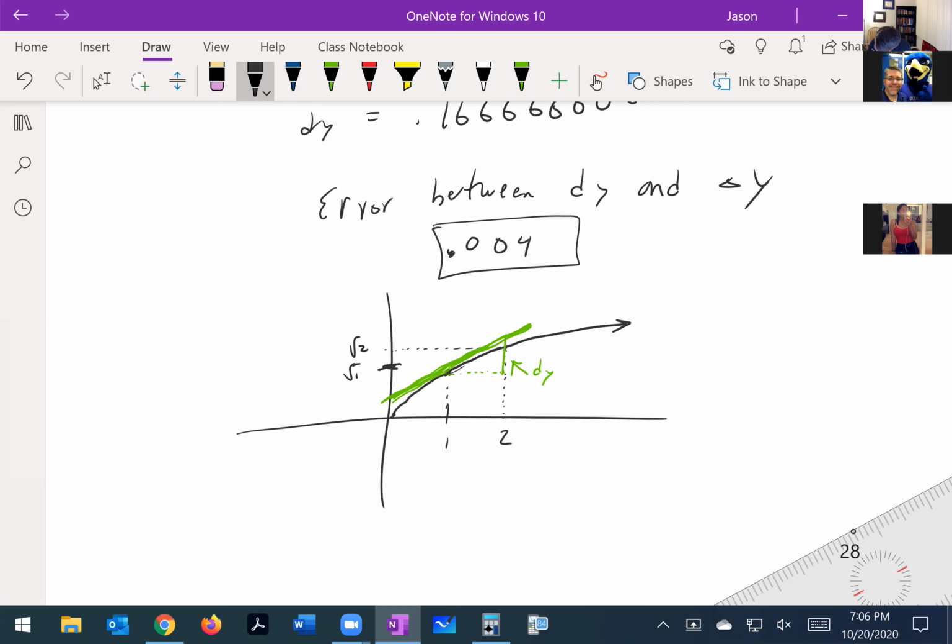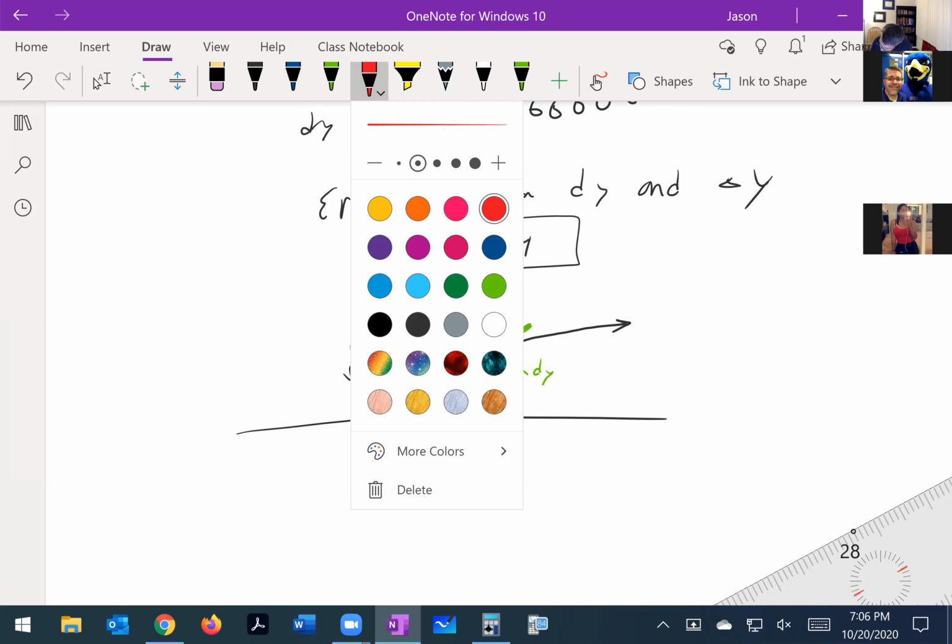Okay, what's the secant? It's right here. Maybe I should have used a different color. Let's use red, deep red, dark red.